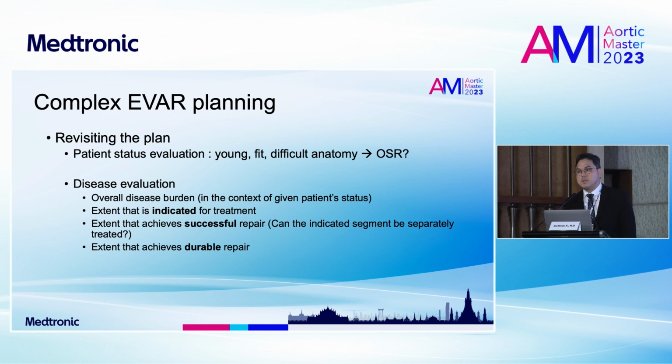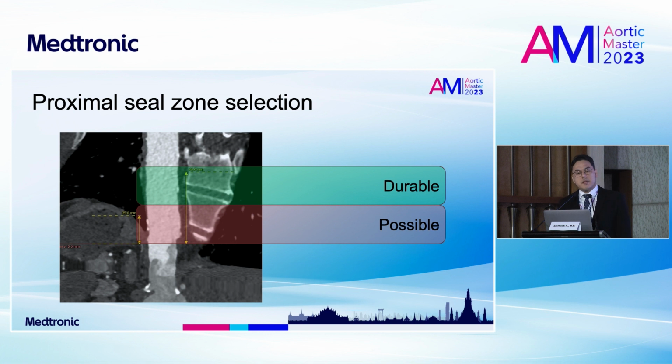If we agree to go ahead with the complex EVAR, just think about the overall disease burden for the patient in the context of the patient's status. Also look at the extent of the disease that really needs treatment, and the extent that achieves a successful repair. That means the disease segments can be treated separately or in stepwise fashion, and then look at the extent that achieves a durable repair.